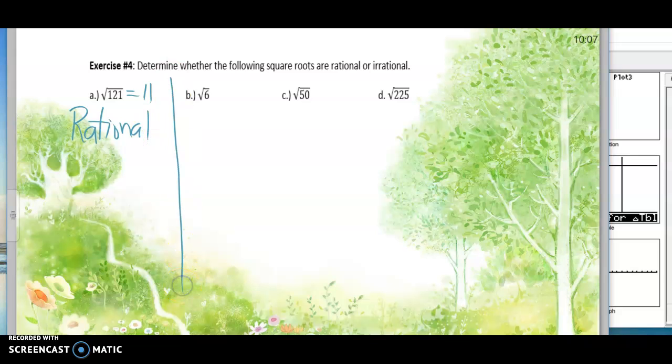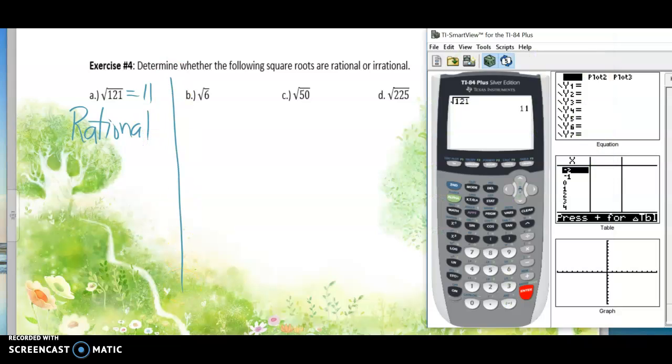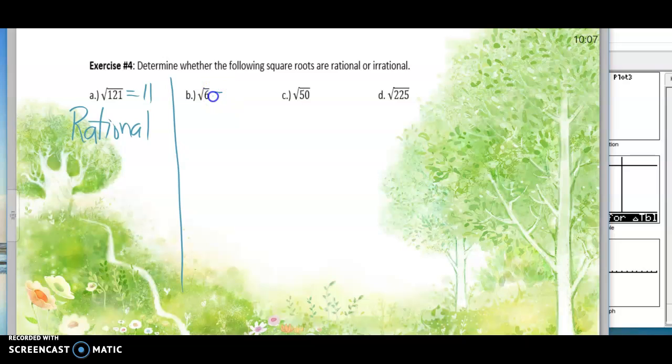There we go. Square root of 6. Calculator will tell us everything we need to know. So, square root of 6. Press enter. Yes, not so nice. That is 2 point 4494, and never ending. So a couple of dots there. Now, because it's never ending, never repeating, we got ourselves an irrational number.